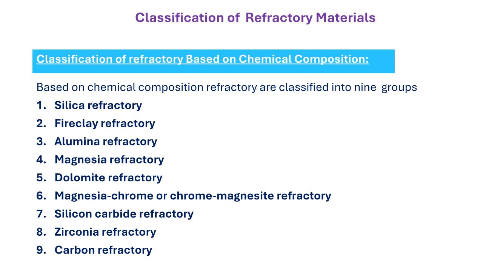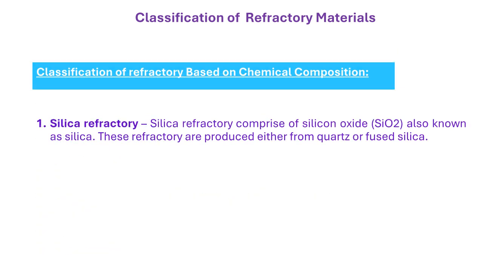Why does this matter? Because chemical composition directly affects how the material reacts with the furnace environment, its maximum temperature capability, its mechanical strength, its resistance to thermal shock, and its compatibility with the process materials. So, understanding chemical composition is essential for selecting the right refractory for the job. With that foundation in place, let's now examine each of the 9 chemical composition categories in detail. Let's begin with the first group, silica refractories.